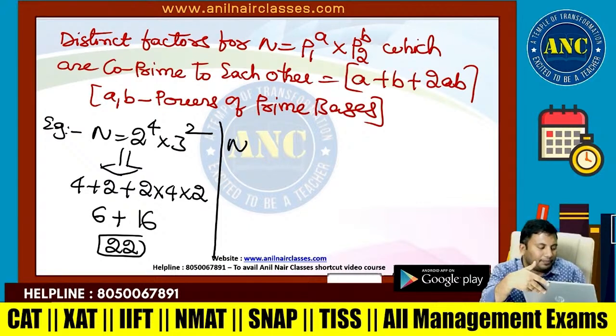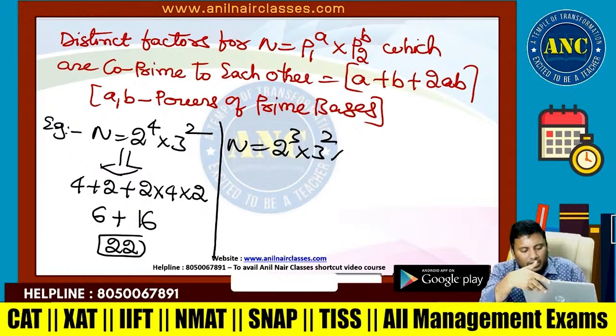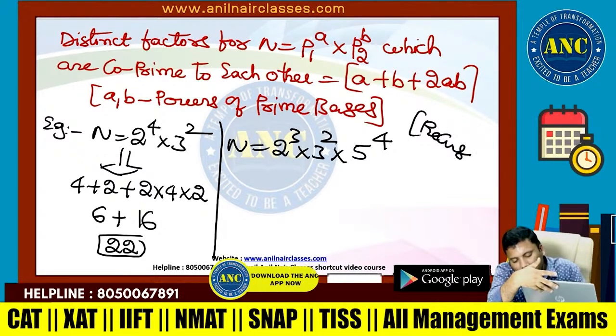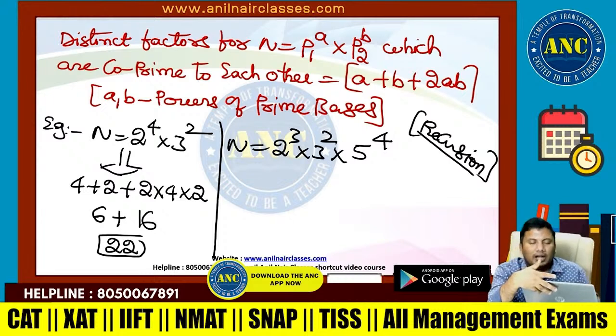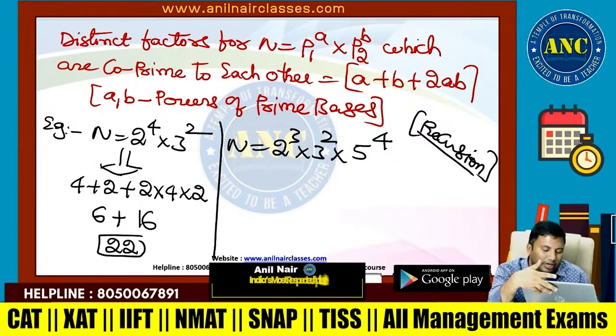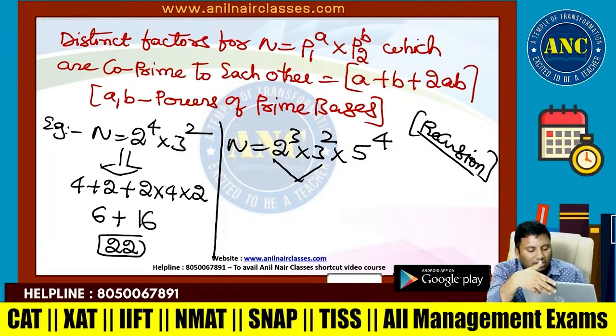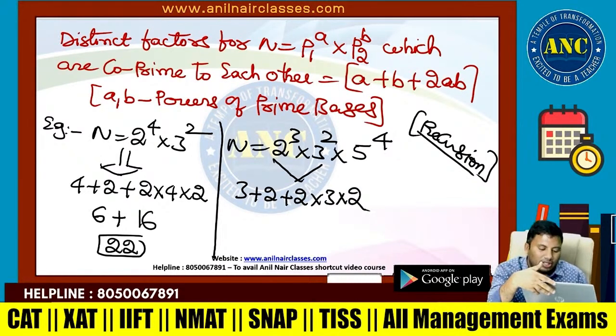Suppose it is 3 prime bases, 2 cube into 3 square into 5 power 4. Apply the rule of recursion. Take any 2, get the answer, then do it with the third one. If I take these 2, factors which are co-prime with 2 and 3, A plus B plus 2AB, which I got as 17 here.